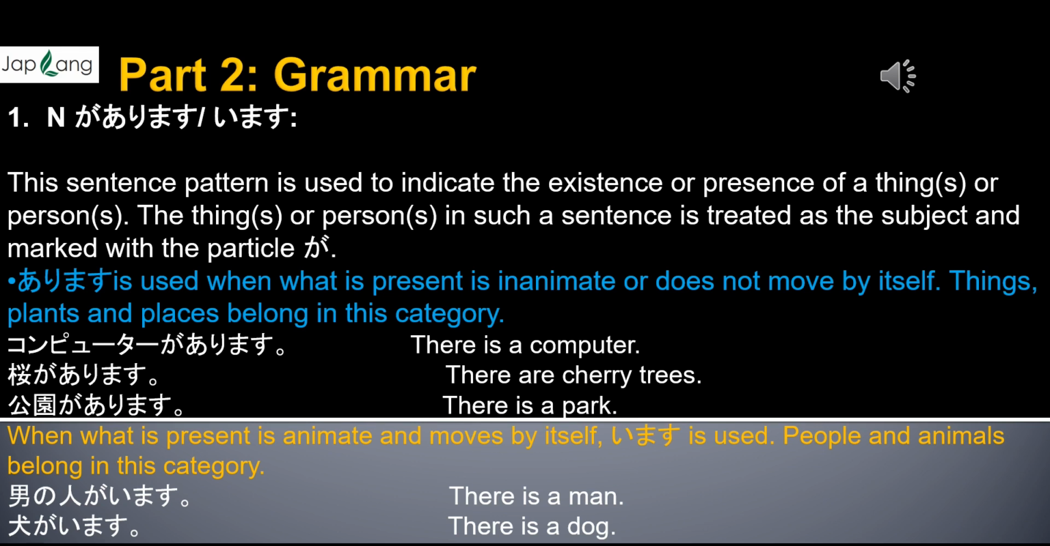Alright, so clear, right? Where to use noun plus ga plus arimasu. So the noun will be any noun, like computer, and then the particle ga will be there, and then you have to use arimasu. If something is existing at some place, we will be using this pattern. When what is present is animate, that is a living thing, and moves by itself, imasu is used. People and animals belong in this category. Example, what we have given is Otoko no hito ga imasu. There's a man. Inu ga imasu. There's a dog.